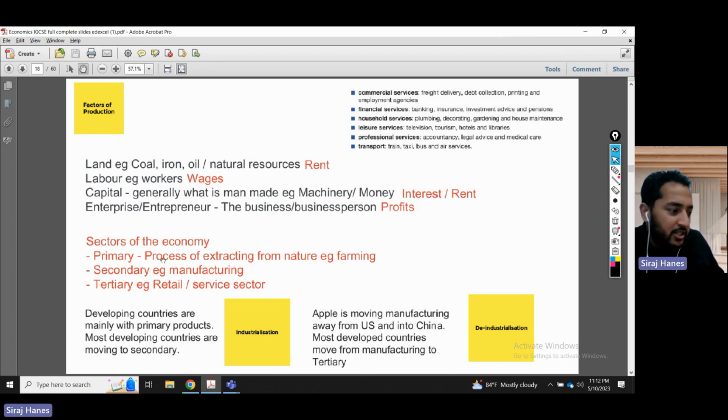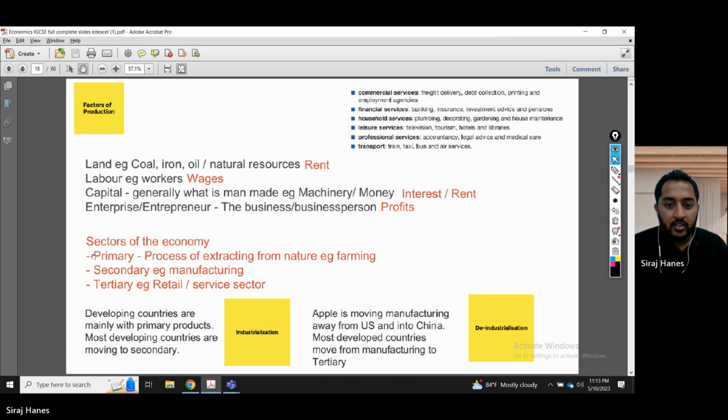One more thing that you need to learn is sectors of the economy: primary sector, secondary sector, and tertiary sector. The primary sector is anything that you extract from nature, like farming, fishing, coal mines, and all of that. Secondary sector is when you manufacture something. You take the coal, you take the steel from the primary sector and manufacture a car. The tertiary sector is like me, services, education, I'm teaching you, retail, service sector.